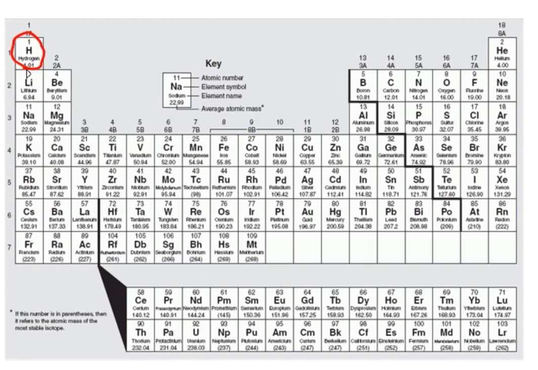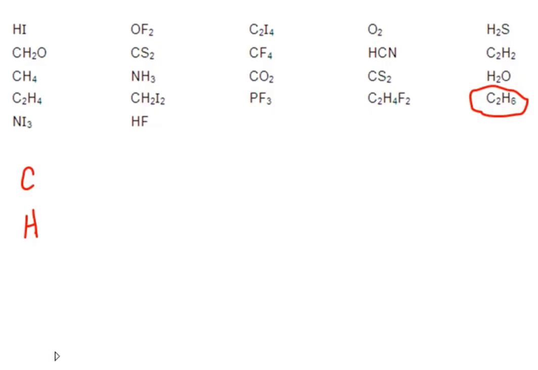Hydrogen has one valence electron. Carbon has 1, 2, 3, 4 valence electrons. So in this molecule we have two carbons with 4 valence electrons each for a total of 8. We have 6 hydrogens with 1 valence electron each. Gives us 6, a total of 14 valence electrons with which to build this molecule.